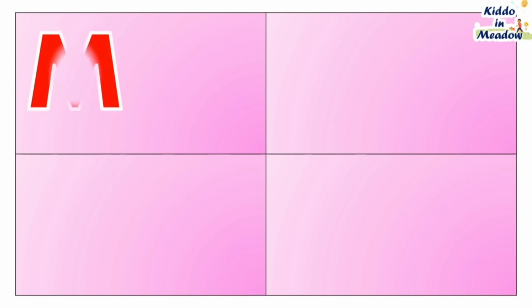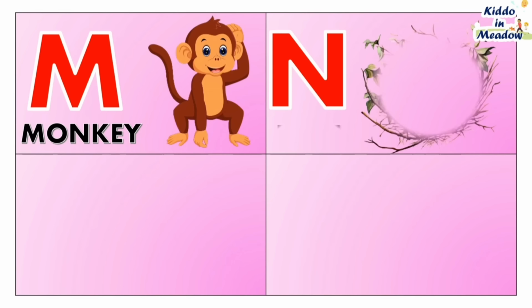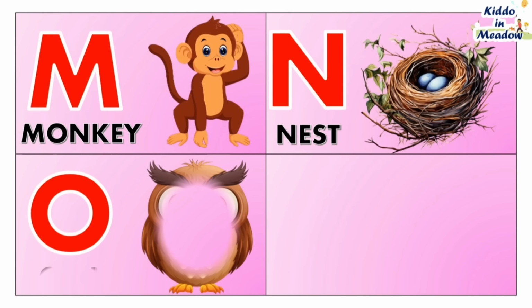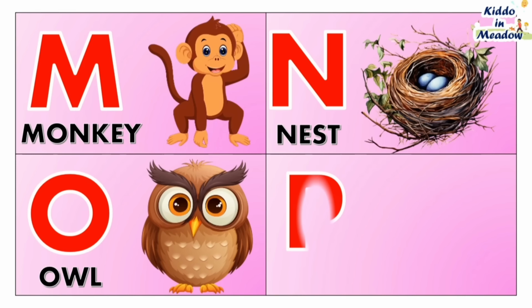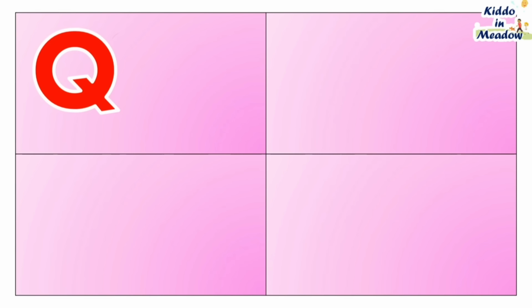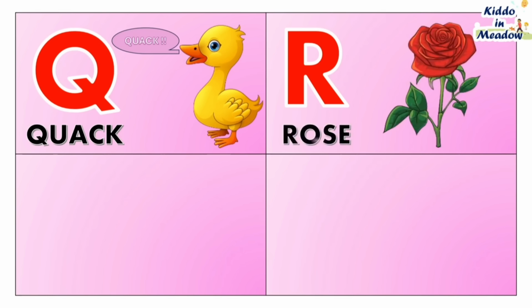M. M for monkey. N. N for nest. O. O for owl. P for paint. Q. Q for quack. R. R for rose. S. S for ship.